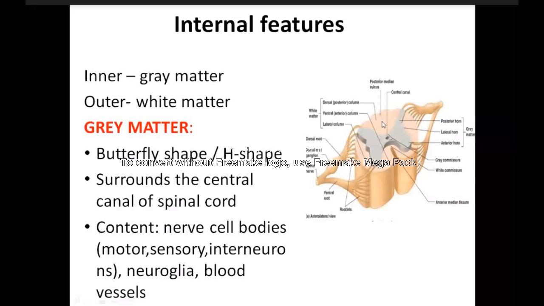Now, within the gray matter, when you concentrate on gray, what is there in the gray matter? It is gray because it contains the cell bodies, isn't it? The cell bodies are in it, so that's why it is gray. What is there within the gray?